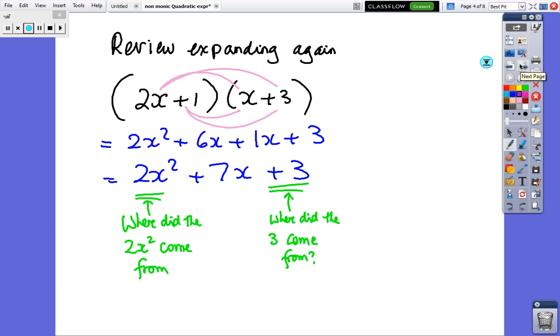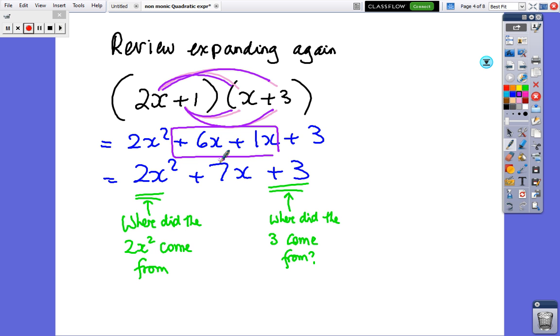Okay, so just to remind you, when we're expanding out brackets, the FOIL method, F-O-I-L, you get the sequence 2x squared plus 6x plus 1x plus 3. So 2x squared plus 7x plus 3 is the final answer because those terms can be simplified. So the question I'm asking is, where did the 2x squared come from? And where did the 3 come from? I'm not worrying about the 7x. So think about that, and when you're ready, turn it back on again.